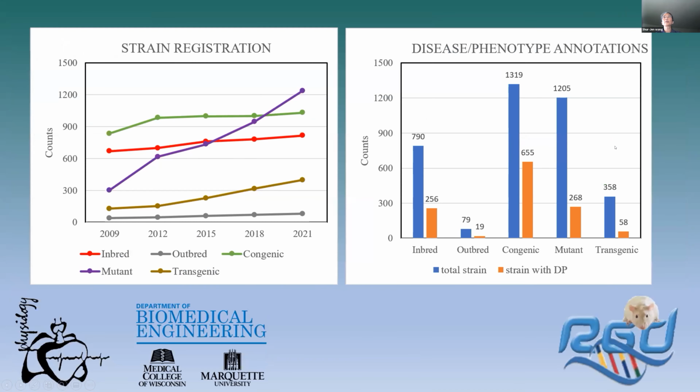And so these registered strains are annotated with disease and phenotype annotation. And in this chart, you can see that the congenic strains are the most annotated, and about 50% of congenic strains are annotated with disease or phenotype. And over the past 10 years, we have been seeing a steady increase in the registration of mutant strains in contrast to other strain types. And we are expecting that the annotation of mutant strains will increase since there are more publications coming up.